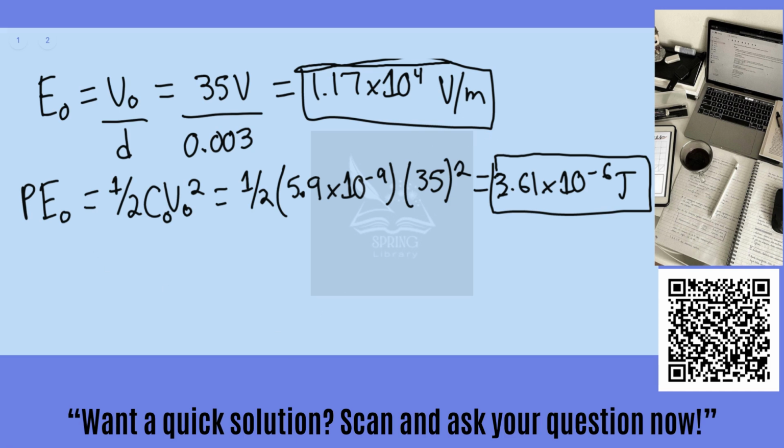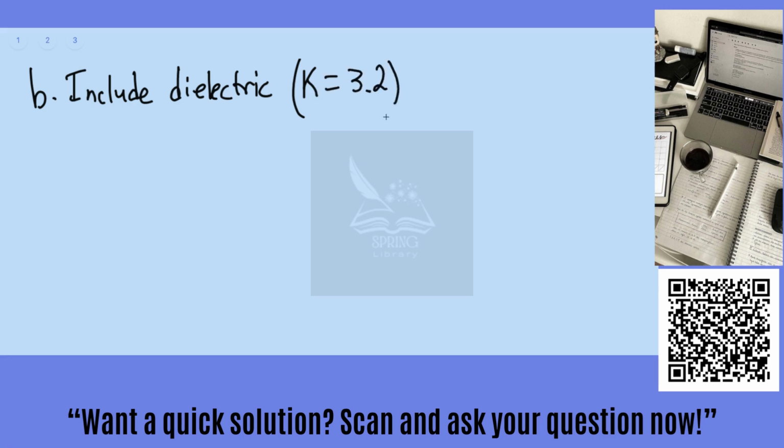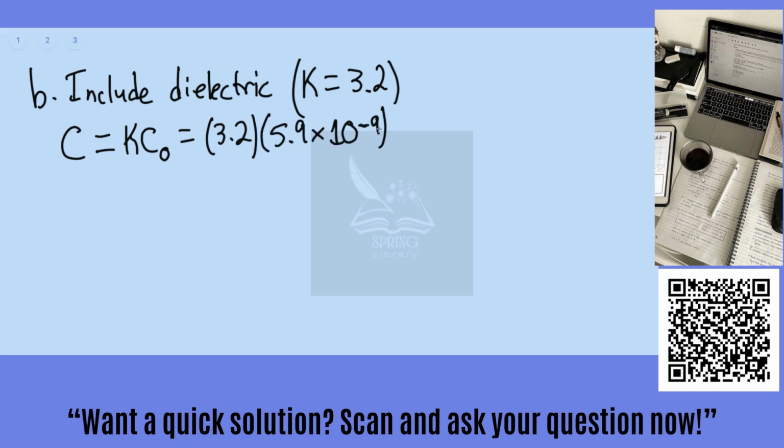Now, for part B, they're asking us to include the dielectric. And the dielectric constant, K, is going to be equal to 3.2. So we can say that the new capacitance is equal to the dielectric constant times the C naught. So this would be 3.2 times 5.9 times 10 to the negative 9th. And we're getting, this is equal to 1.89 times 10 to the negative 8th farads.